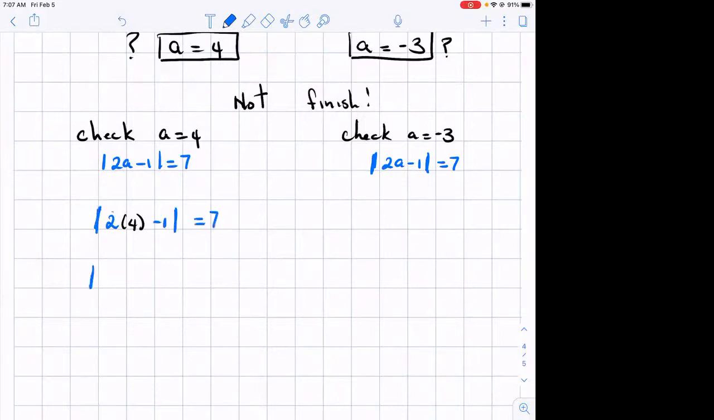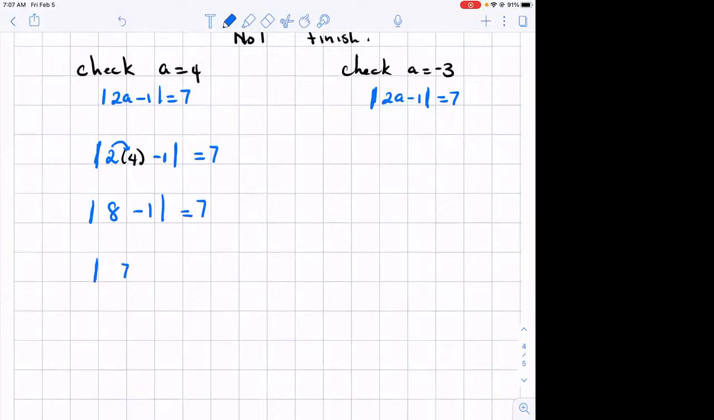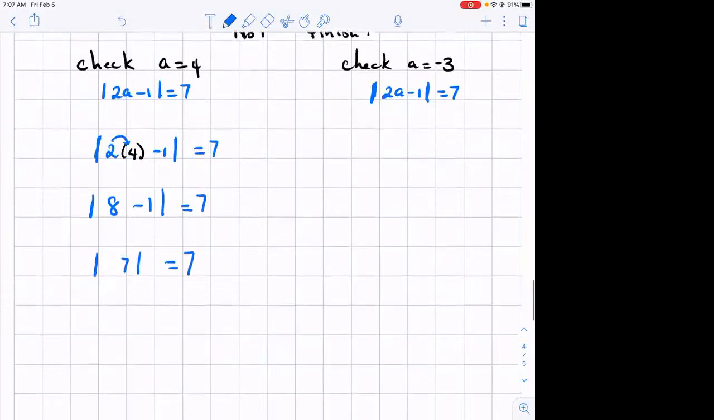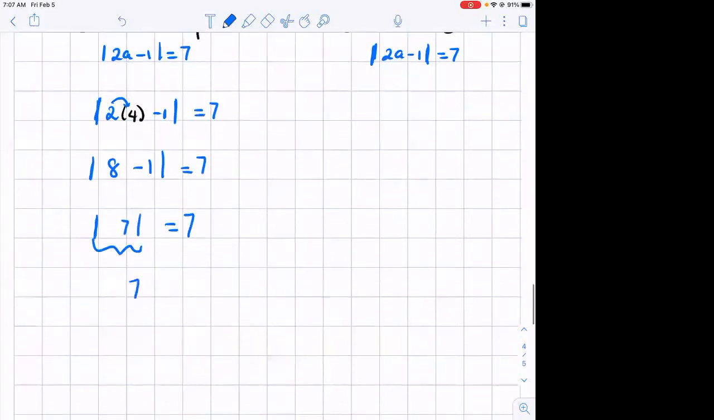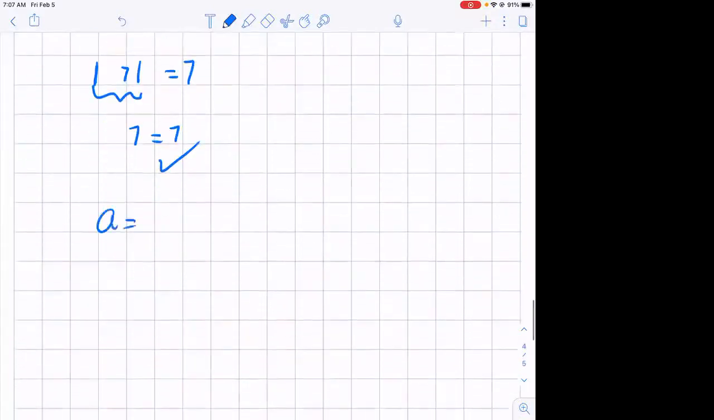So then we have 2 times 4 is 8. 8 minus 1 is 7. And the absolute value of 7 is 7. So this checks. So a equals 4 is an answer. If it does not check, you have to omit that answer or throw it out. That's very important.